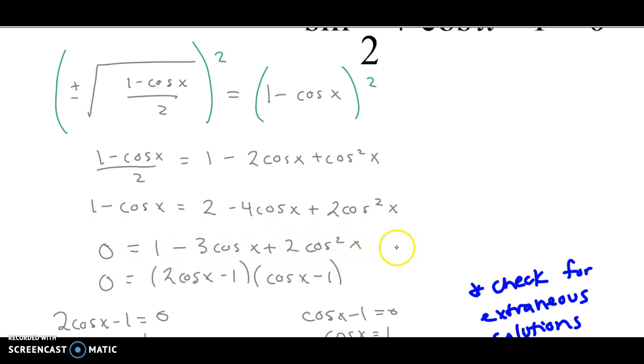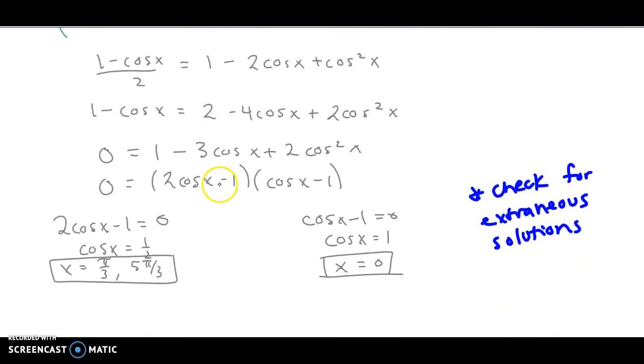This is factorable. If you're not sure how I did that, go ahead and use substitution. Let u equal cosine of x. I got my 2 factors, and by the zero product property I set each of these factors equal to 0. And I'm thinking of my solutions between 0 and 2 pi. So I get pi thirds, 5 pi thirds, and 0.